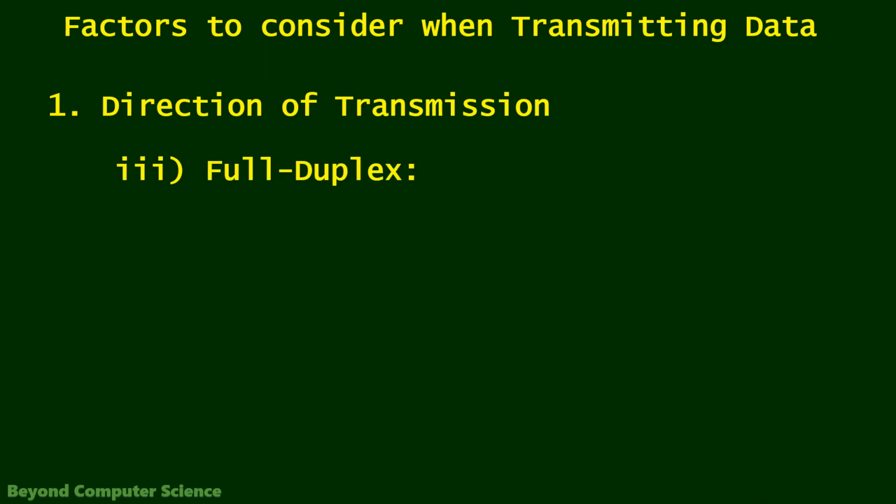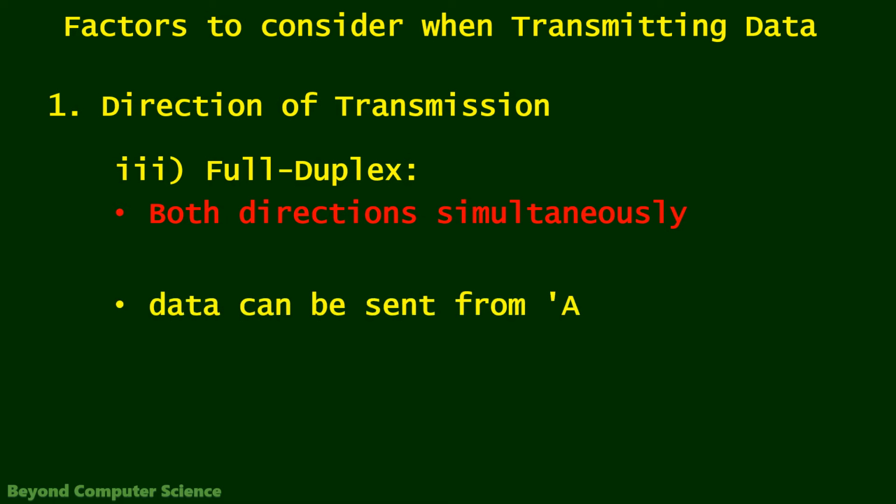Then the third mode is full duplex. What happens in full duplex? Both directions simultaneously, meaning at the same time. So the sender is also a receiver. The sender can send and receive at the same time, and the receiver is also a sender. It can receive and send at the same time. This is the most common kind of communication or transmission.